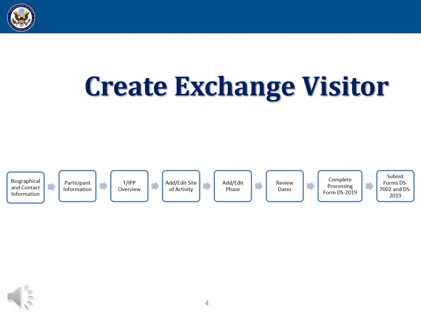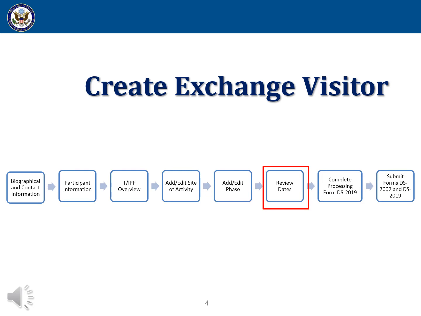We will now demonstrate how to create a record for an exchange visitor with a TIPP. We will start by entering biographical and contact information on the form DS-2019. Then TIPP participant information will be added. Next, we will add sites of activity and phases from the TIPP overview page.